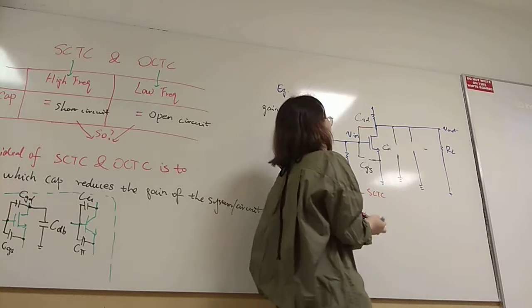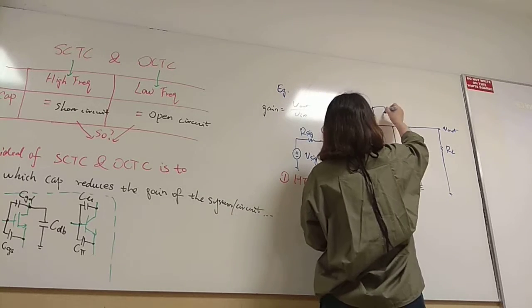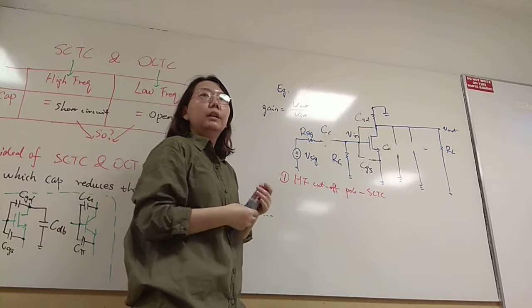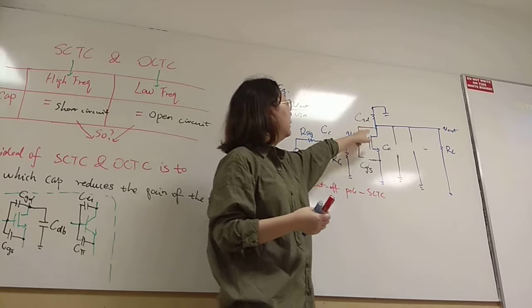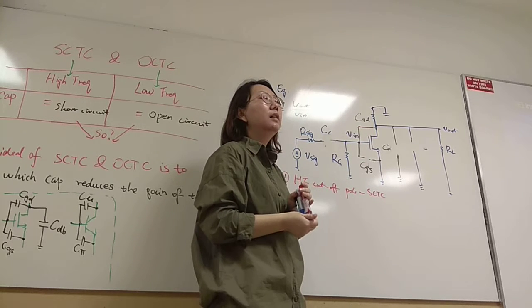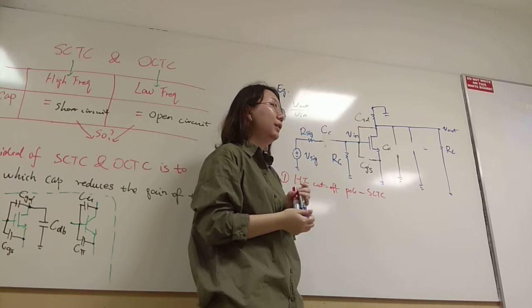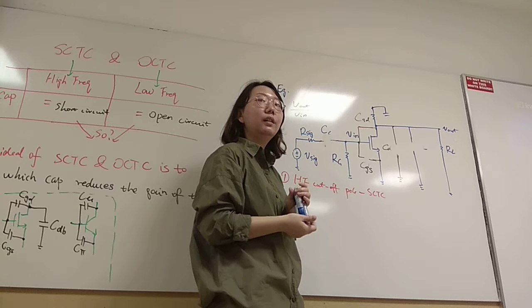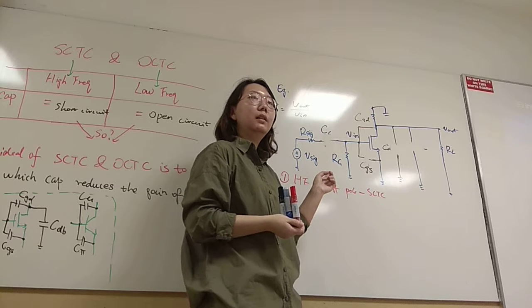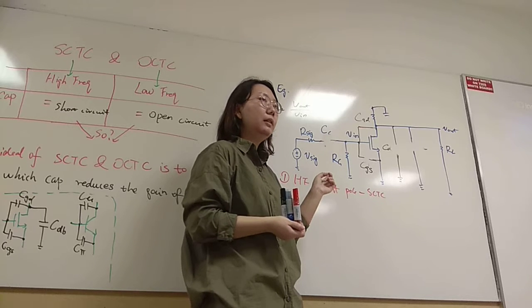Okay, so here is a ground. So B is also 0. So after I short my CGD, what will happen? K equals 0. Gain is not equal to 0. There will be no V. What's the gain now? The gain now is 1.